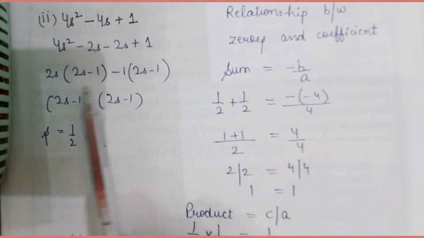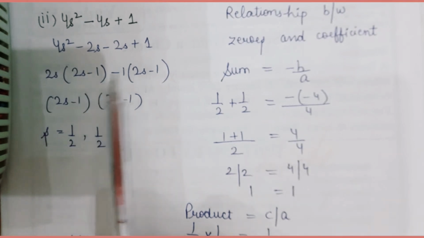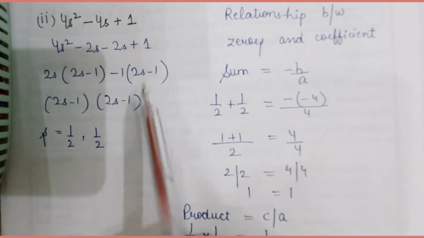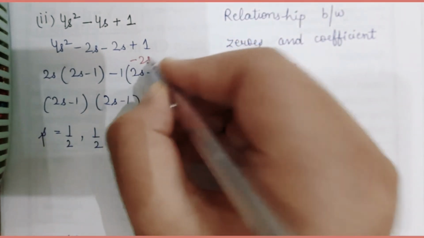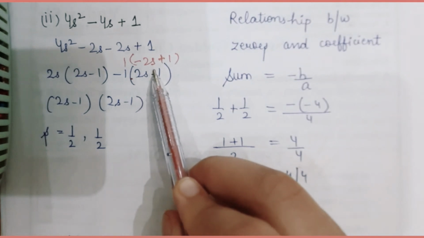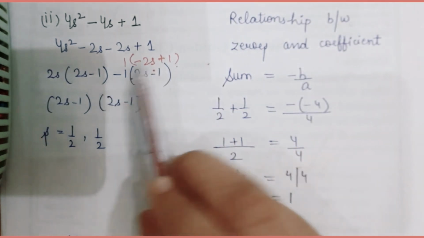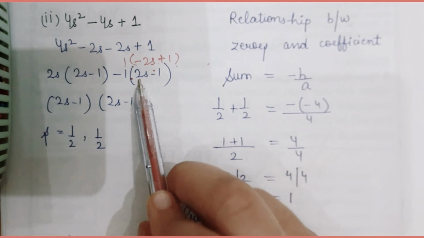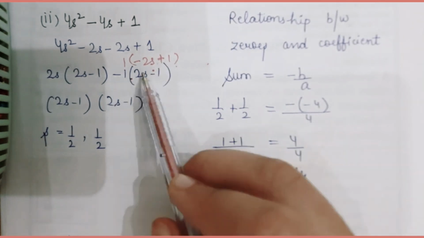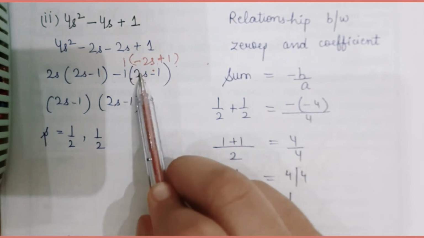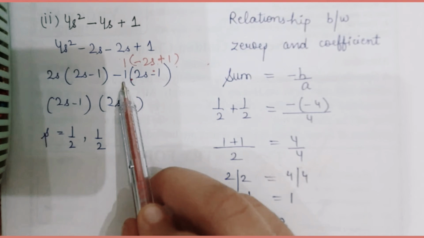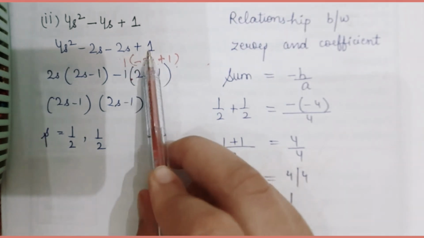But you should know that the bracket we write should be the same. If you put 1 outside, then in the bracket it will come minus 2s plus 1, which will not match with this. So you will write 2s minus 1 in the bracket and take minus 1 common. After that we can multiply and check: minus 1 into 2s is minus 2s, and minus 1 into minus 1 is plus 1. Our answer will be the same.